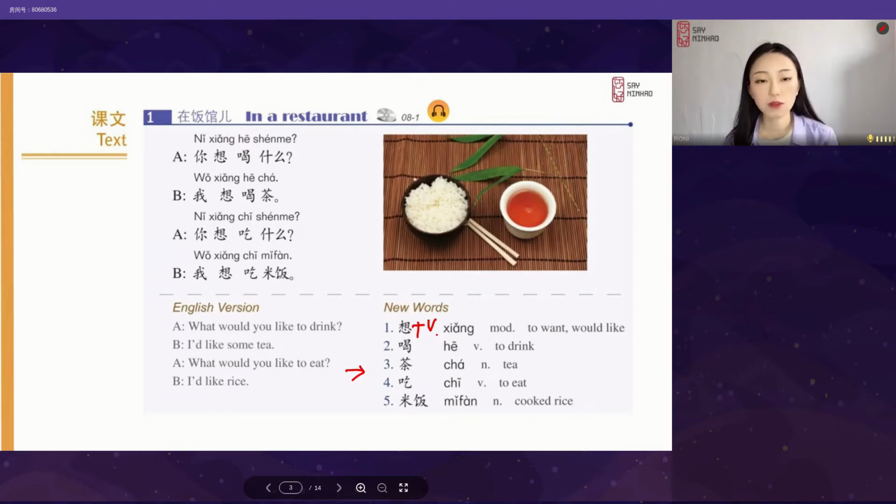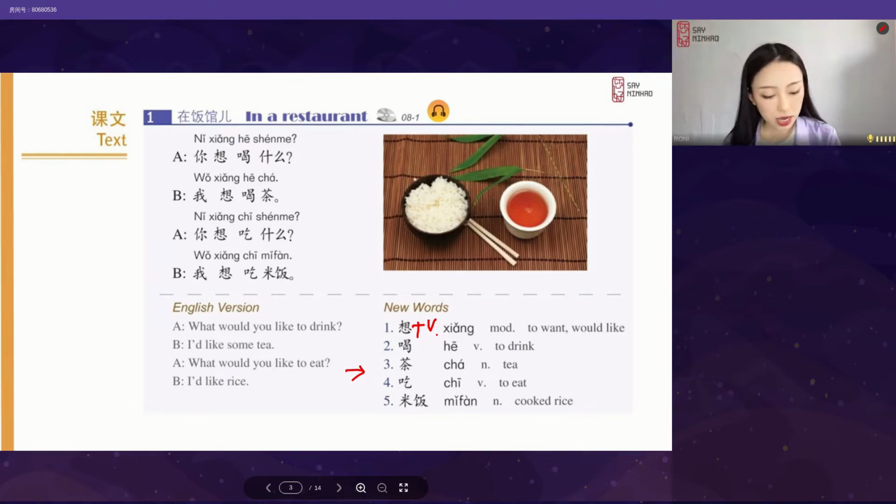For example, if you want to eat, then it is 想吃. 吃 is eat in Chinese. And if you want to drink, then 想喝. And if you want to read books, then it is 想看书, right? 想看书. Okay, this is 想, to want, to would like.